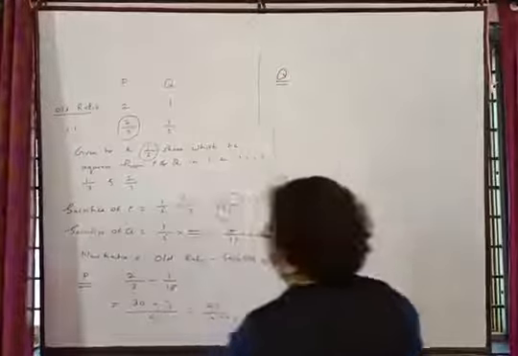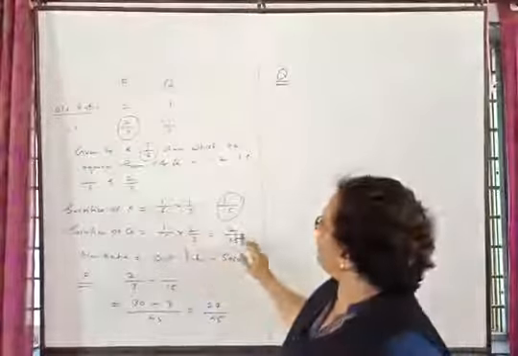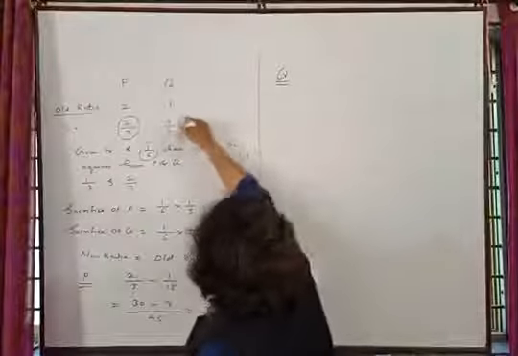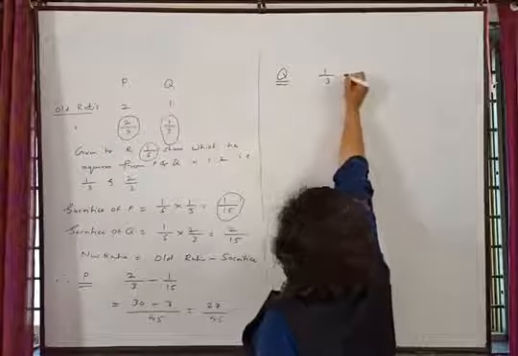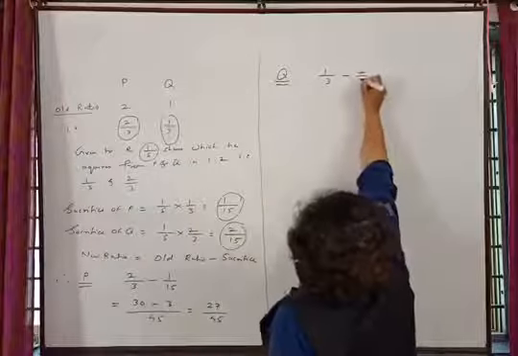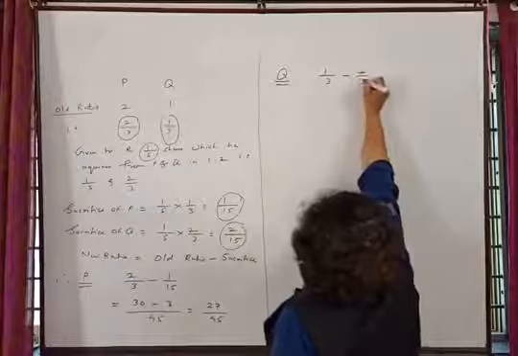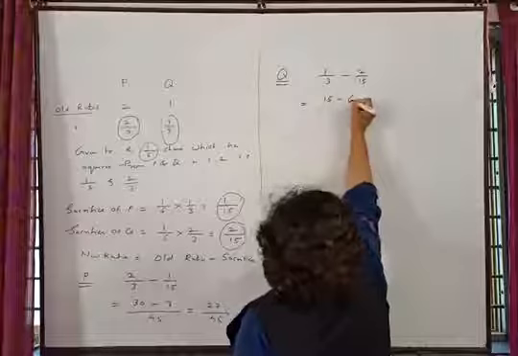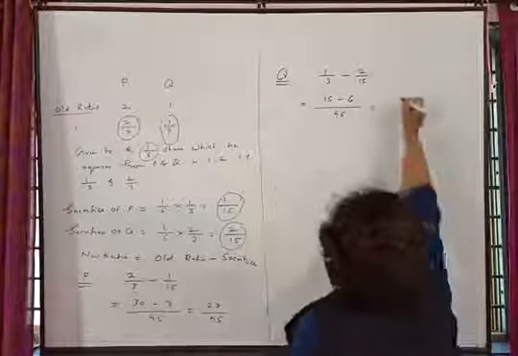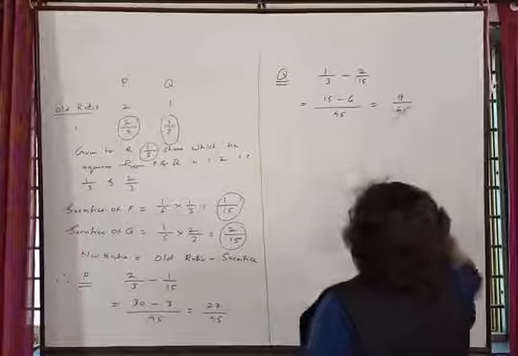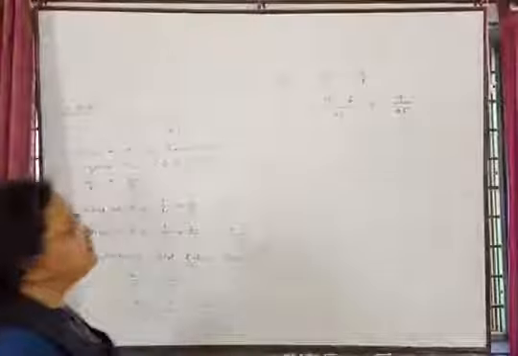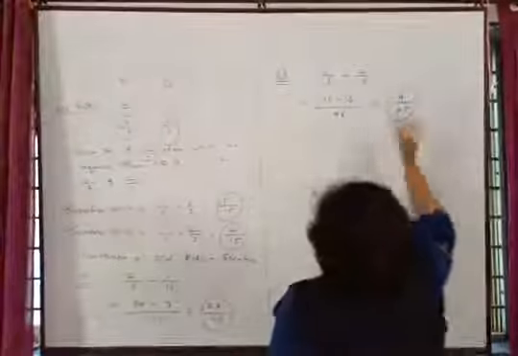Then we will calculate the new ratio for Mr. Q. We have to deduct Q's sacrifice from his old ratio. Therefore, the old ratio is 1/3 minus Q's sacrifice of 2/15, which is equal to 15 1s are 15 minus 3 2s are 6, divided by 15 3s are 45, which is equal to 9/45. So Mr. P's new ratio will be 27/45 and Mr. Q's new ratio will be 9/45.